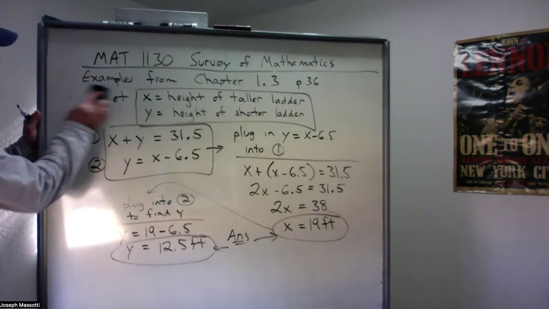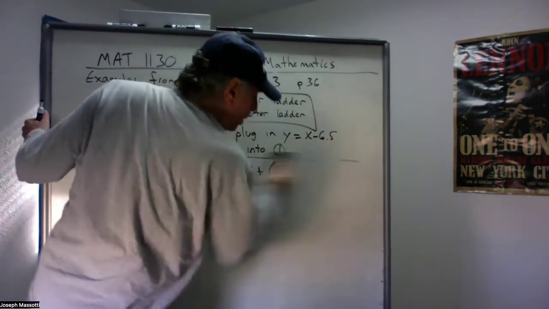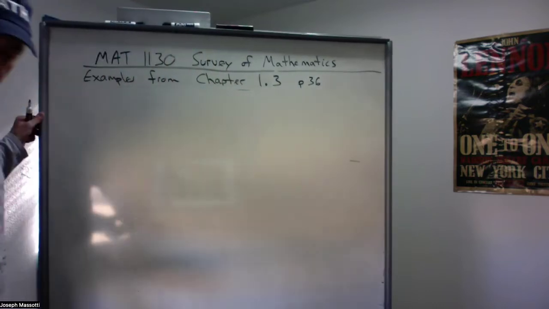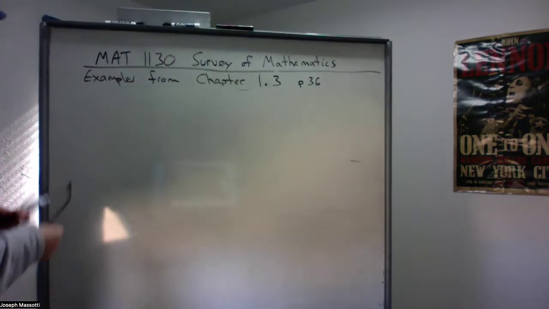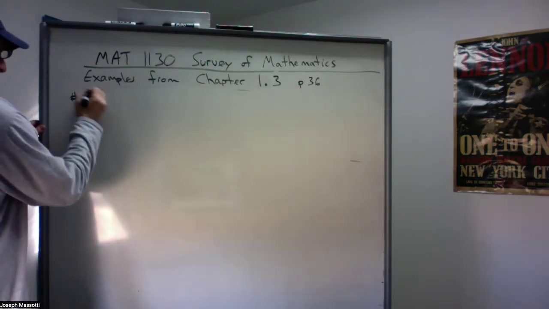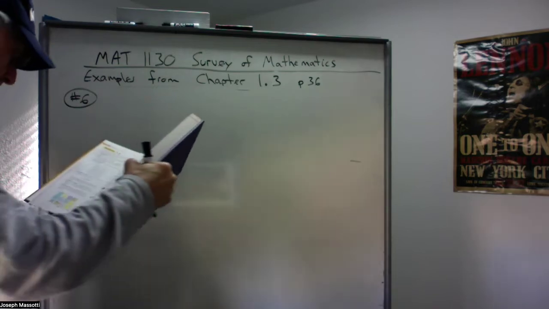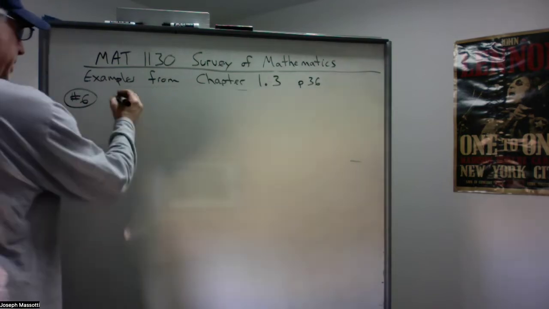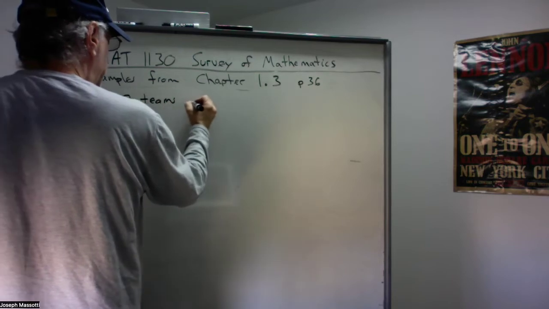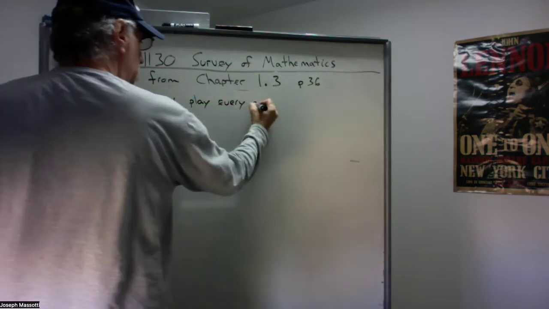Okay, so let's look at another word problem. This is number 6 in your book. It has to do with the number of basketball games played in a league. It says the basketball league consists of 12 teams, and 12 teams play every other team twice.